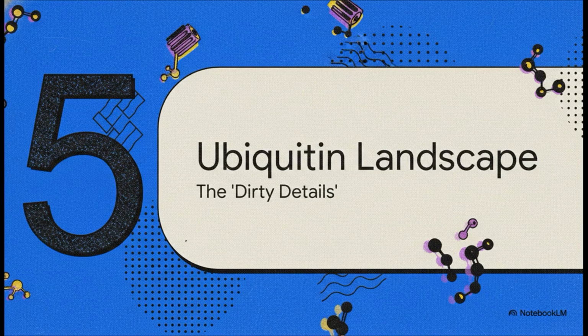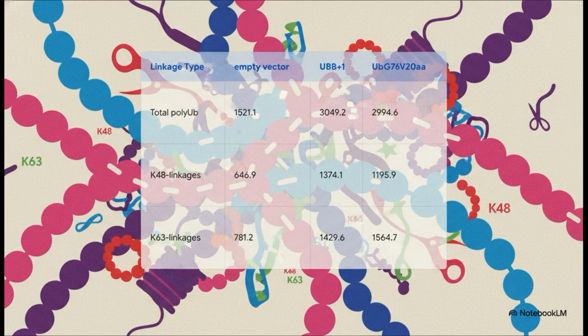Section 5. So to understand the global consequence of this DUB inhibition, we now have to audit the quantitative mass spectrometry data. This is where we get into the dirty details of the cellular ubiquitin landscape. Right, here we're looking at the absolute quantification data from Supplementary Table 3. In the control cells, total polyubiquitin is around 1,500 femtomoles. But upon UBB+1 expression, that value doubles to about 3,000 femtomoles. This is the quantitative signature of that cellular bottleneck we saw in the immunoblots earlier.